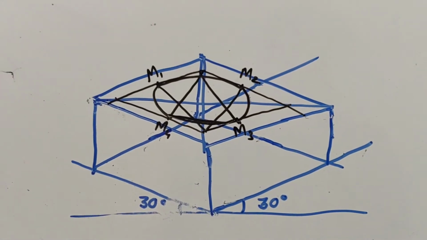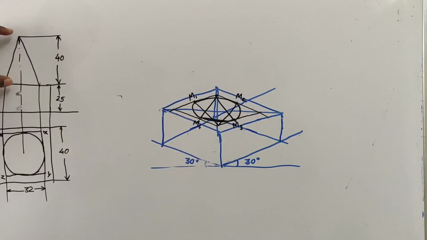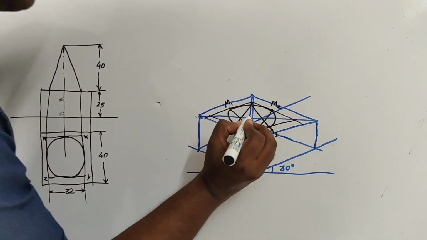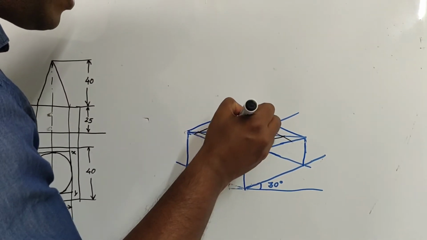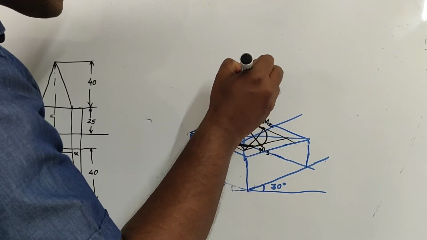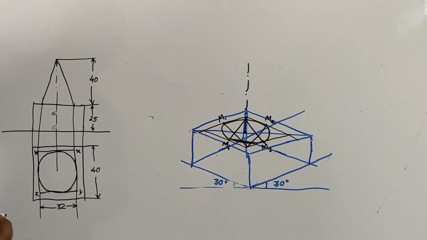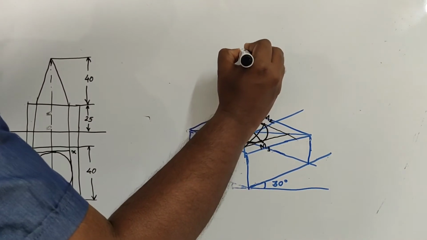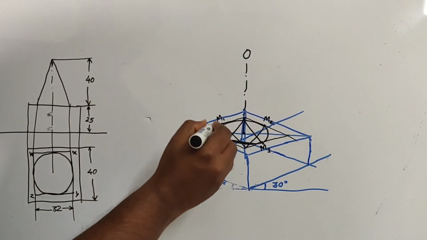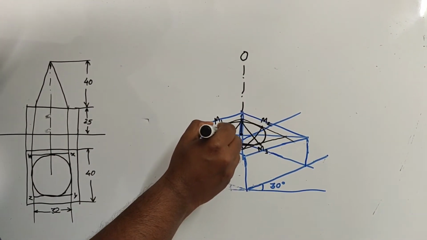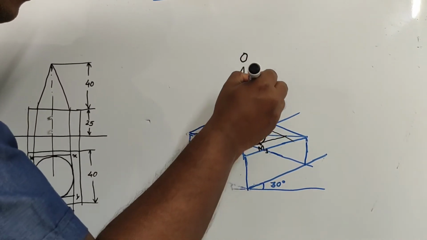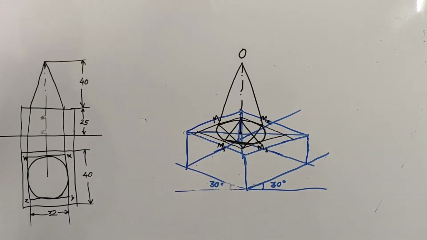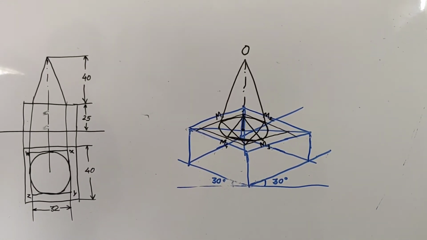The rest of the part we have to draw. For that, you know the height is 40. So from the center, this is the center of the cone. From the center, you can take the axis as 40 mm length. From there, say this is point O. So from there, you can have a connection to the extreme ends. So now the cone is on top of the square slab.